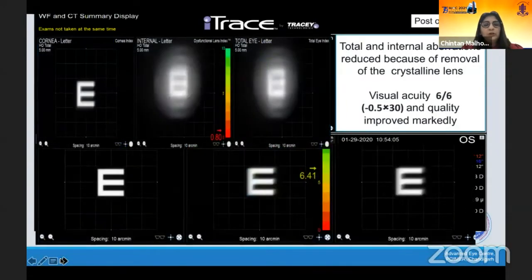The other very useful display, which is an extremely useful tool to demonstrate to the patient what is the source of his problem, would be this visual quality analysis. For example, the panel at the top shows us what the quality of this patient's vision was before surgery, and we can see that most of the aberrations were arising from the internal, and post-surgery, the aberrations have reduced to the minimum, and the quality of vision has improved markedly.